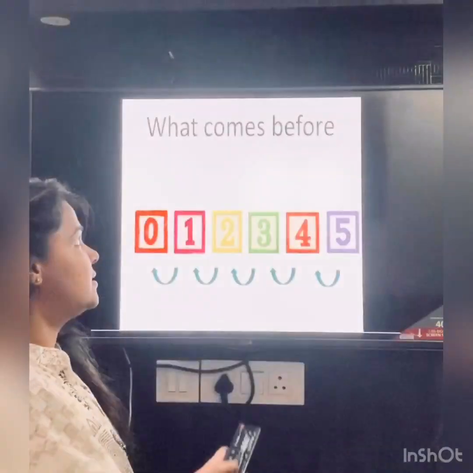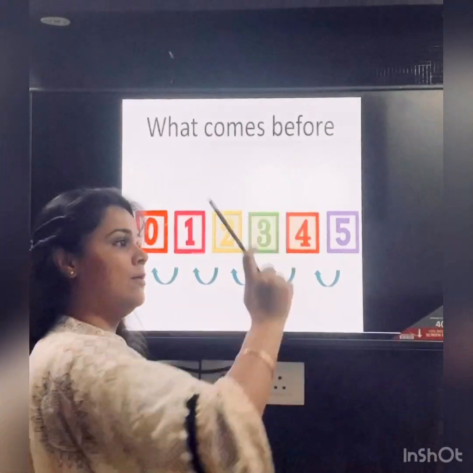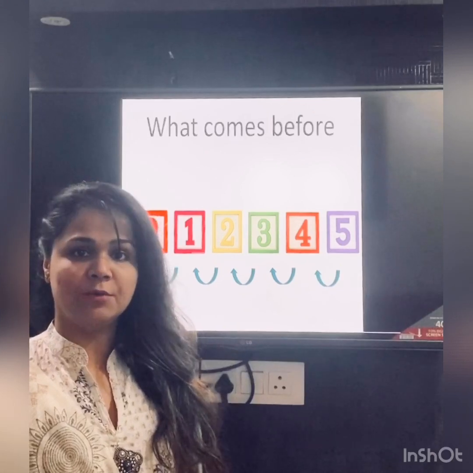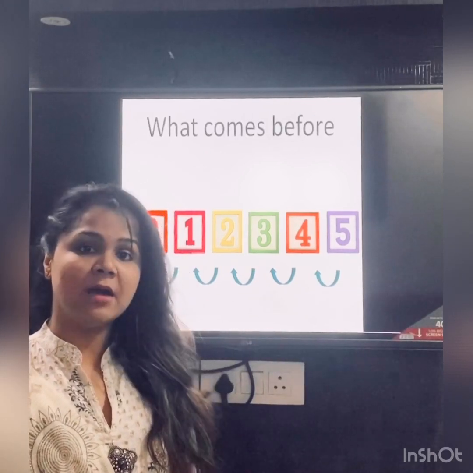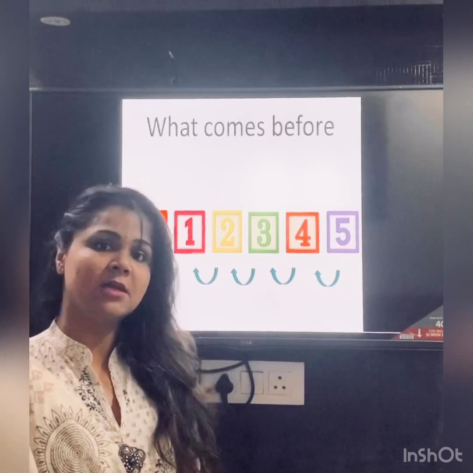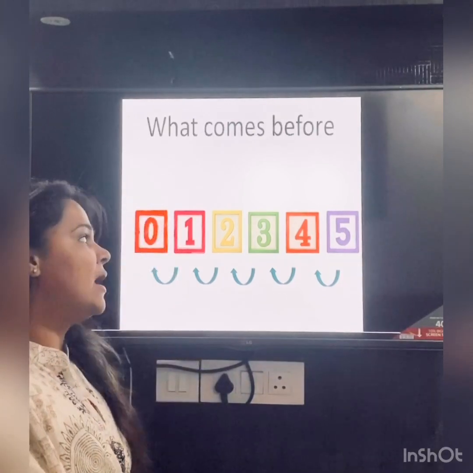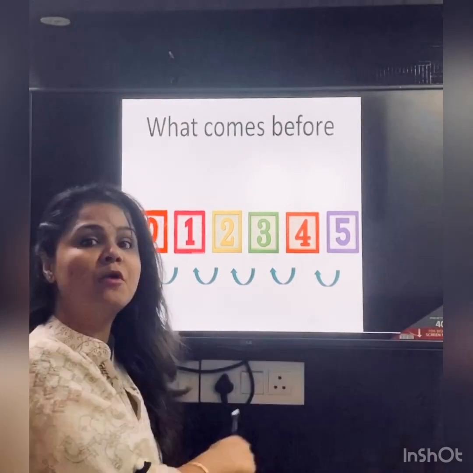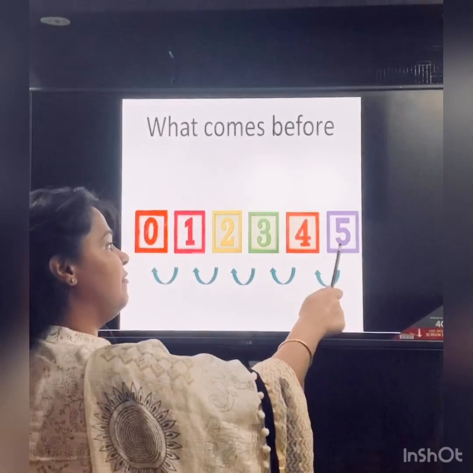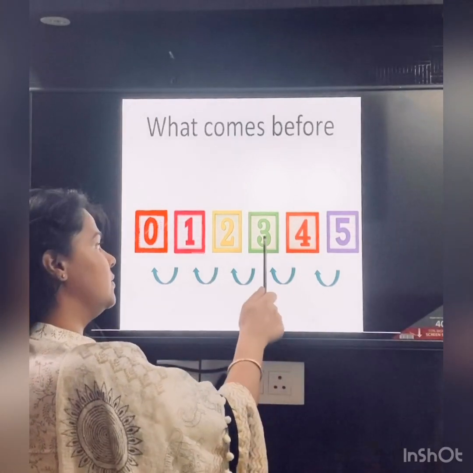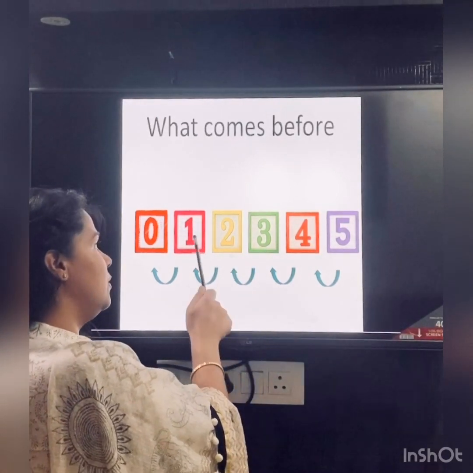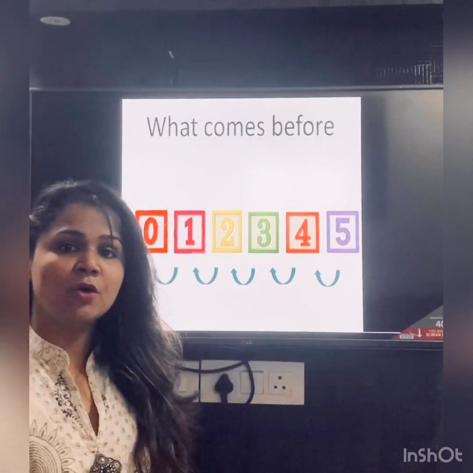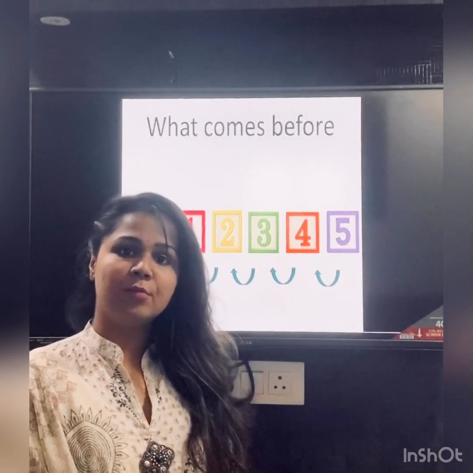Now let's revise what comes before. To get the number before, we have to do backward counting. So by counting backwards from a given number, we get the number before. By backward counting, I mean, we have numbers here from 5 to 0. So we'll count backwards from 5. 5, 4, 3, 2, 1, 0. In this way we count backwards. So this way we get the number before.